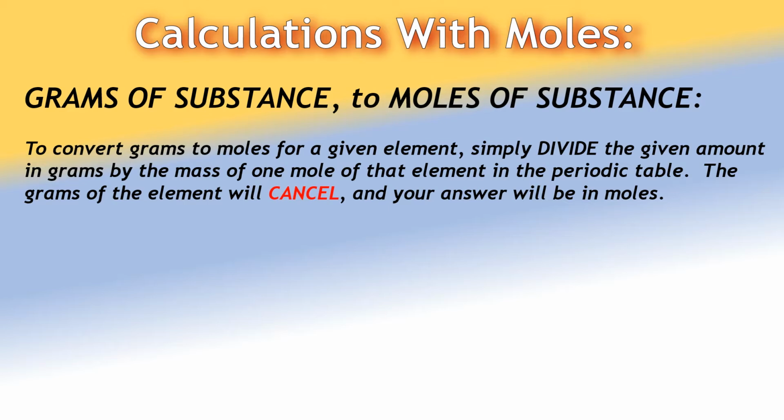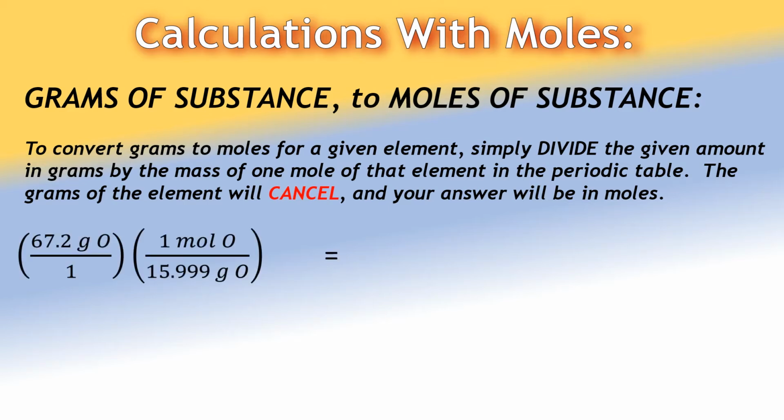So how does it work? Well, to convert grams to moles for a given element, you're going to divide the given amount of grams by the mass of 1 mole of that element in the periodic table. And when we do that, the grams will cancel, and your answer will be in moles. Suppose we have 67.2 grams of oxygen. That's given. So what do we do?